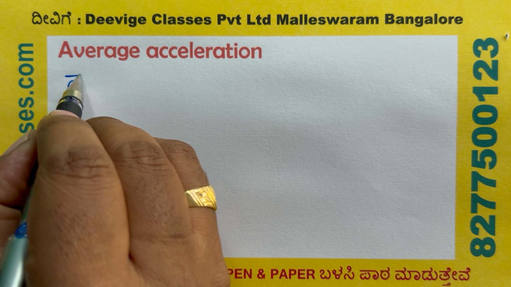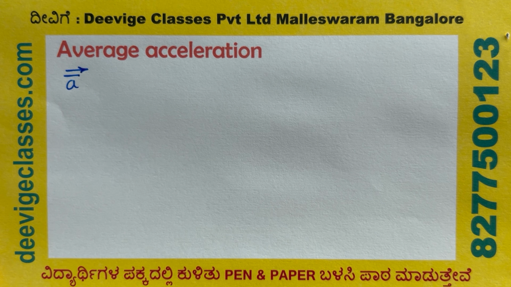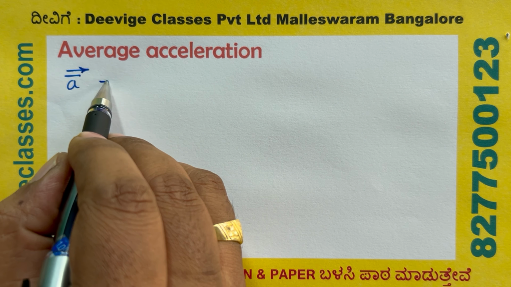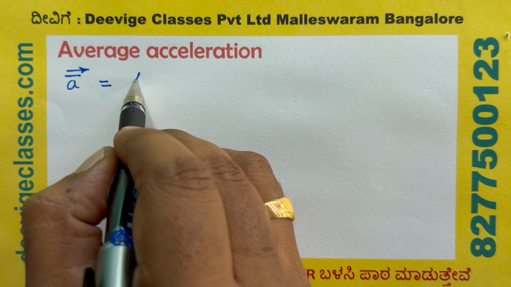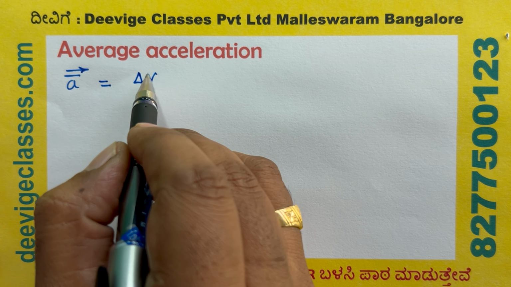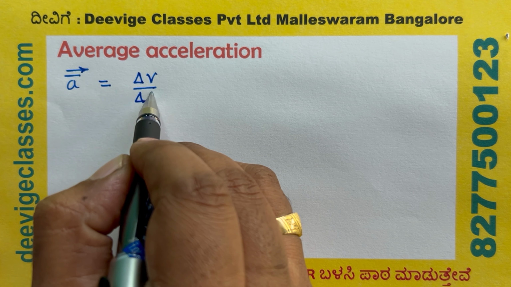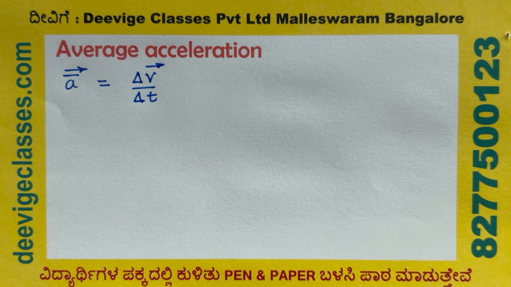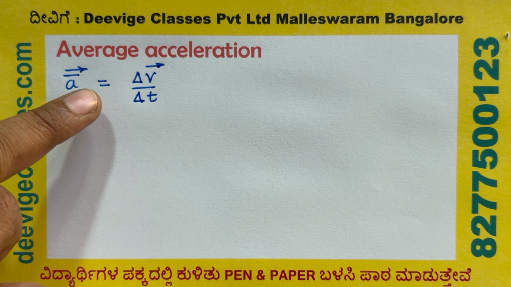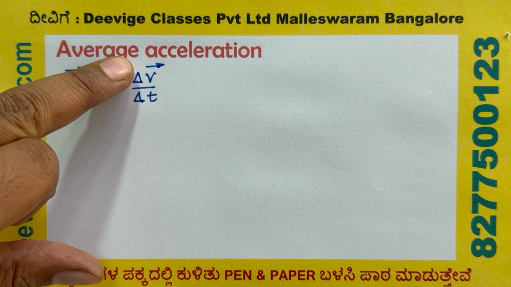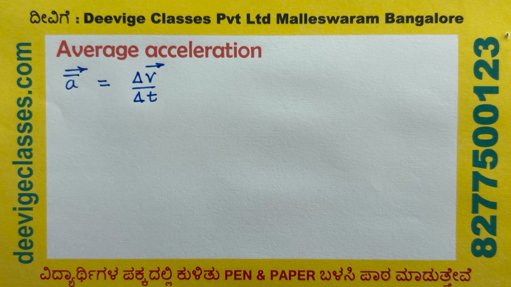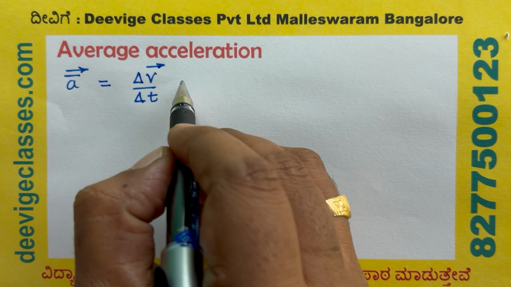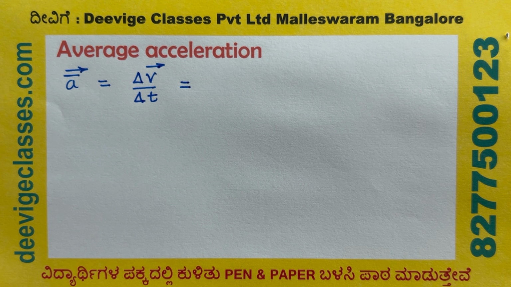Average acceleration vector, because acceleration is a vector quantity, it has both magnitude and direction. So average acceleration is equal to the ratio of change in velocity to the corresponding time interval. So I need to write here vector quantity. Then I can also write this v, because v is a vector quantity here.